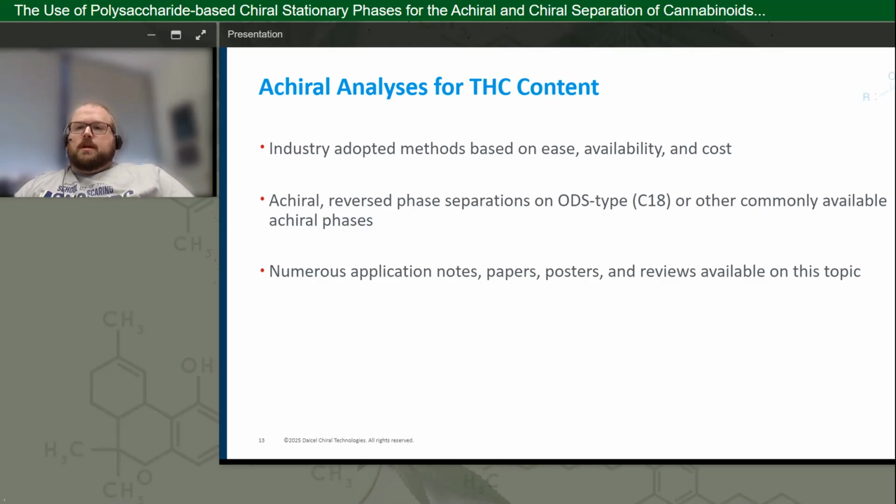So what was the first go-to in trying to establish methods to ensure that the products going out contained less than 0.3% by weight THC? Well, the industry naturally adopted methods that were easy, available, and cost-effective. Most of what was established at that point were achiral reverse phase separations on an ODS octadecylsilane, or C18 type, achiral column, and other commonly available achiral phases. Maybe it was phenyl or C8 or something similar.